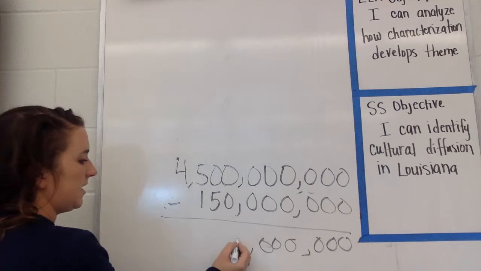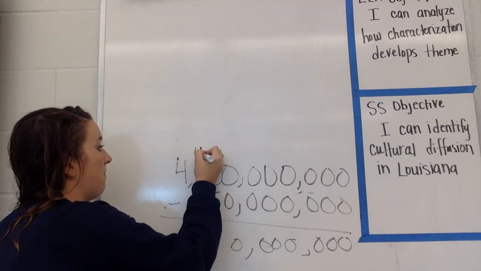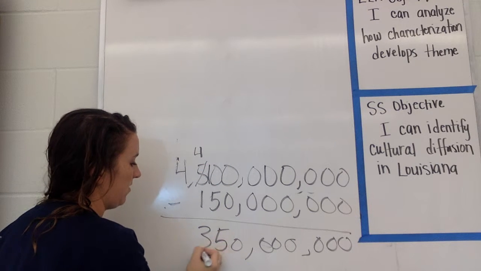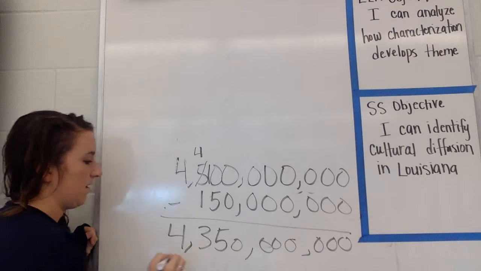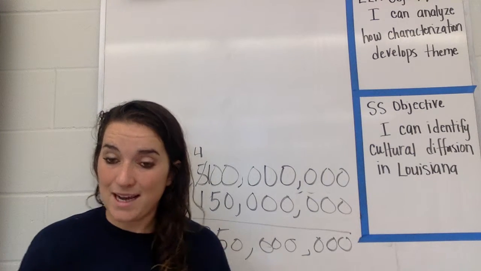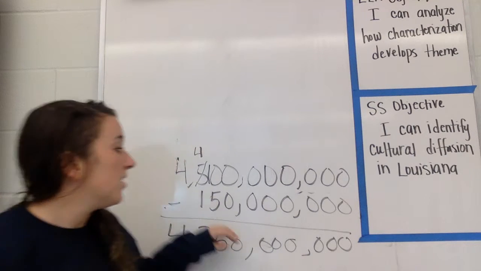0 minus 0 is 0. Can I do 0 minus 5? No, I need to borrow, make this a 4, make this a 10, 5, 3, 4. So you'll get 4,350,000,000.